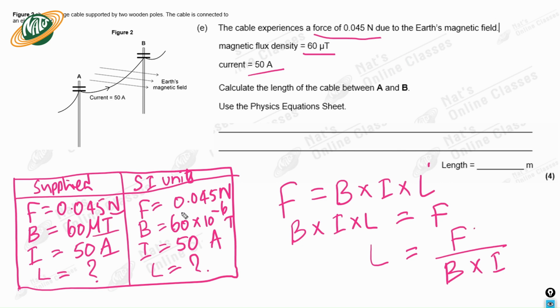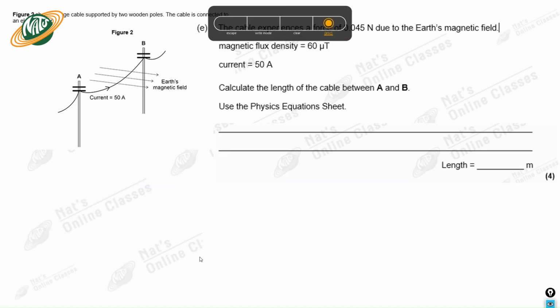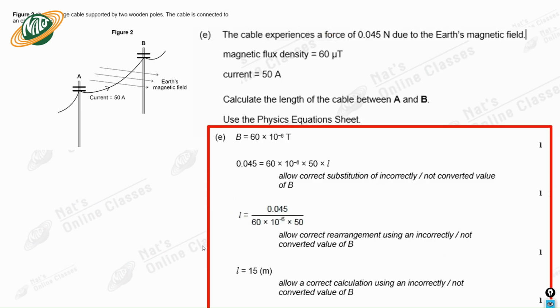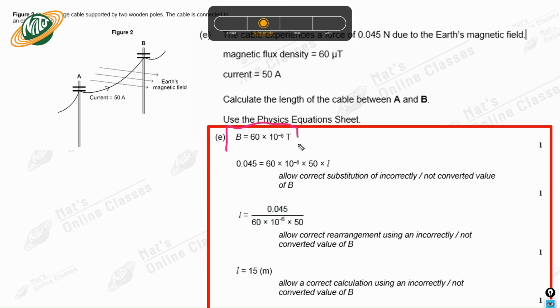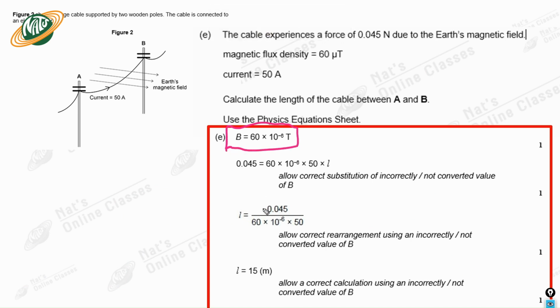We know the force from the table. We know the magnetic flux density from the table. We know the current from the table. Apply all the values, calculate. There you go. This is one of the easiest ways to get the question correct. Now let's apply all that and have a look at the mark scheme. So magnetic flux density 60 times 10 to the power minus 6, and you rearrange the formula: 0.045 force, over magnetic flux density times current, 50 amps. And the correct answer is 15 meter.